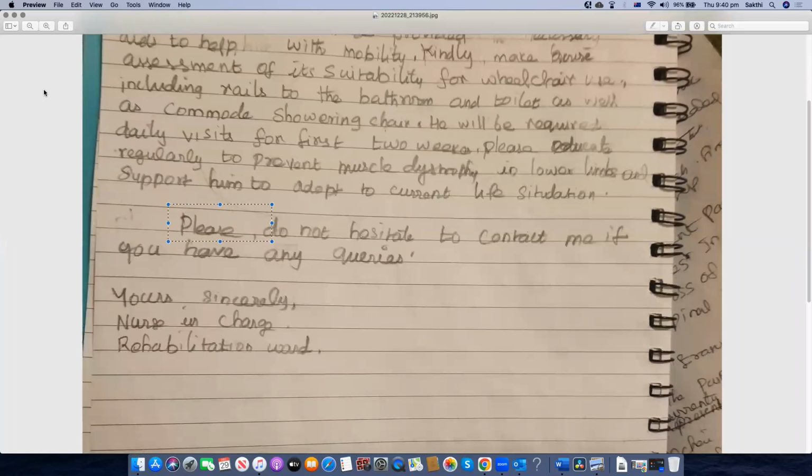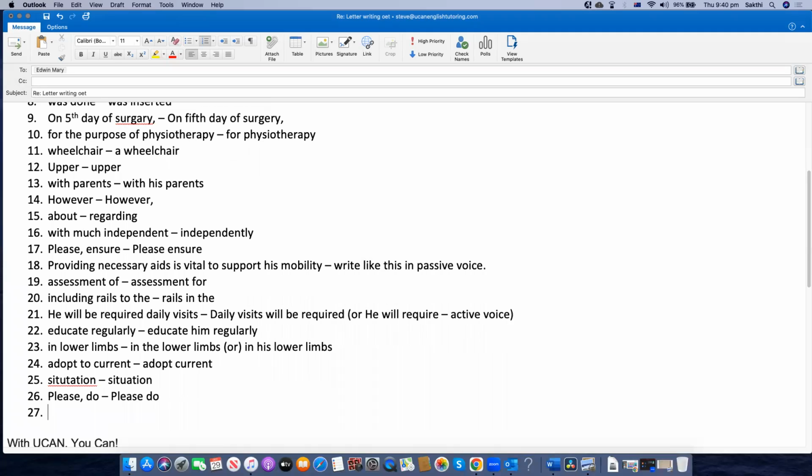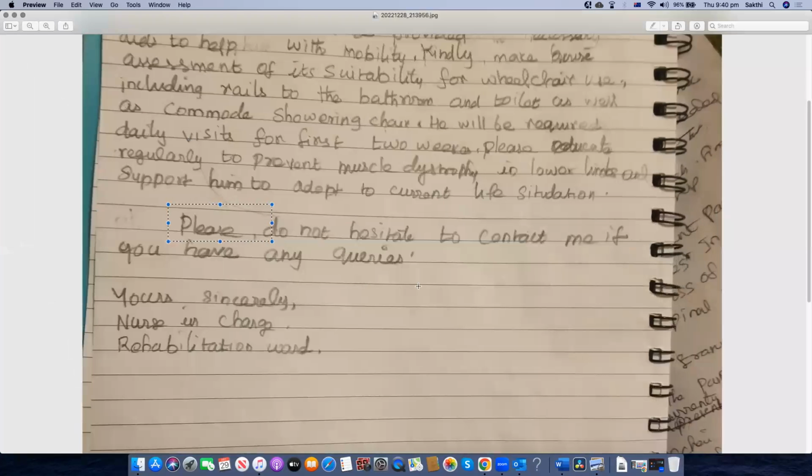Please do not hesitate. Again, after please, don't place a comma. That is absolutely not acceptable. Do not place a comma. So it's better to use please do without any comma in between. Do not hesitate to contact me if you have any queries. Okay, it's better to use questions, but it's all right. It's a recommendation only. Yours sincerely, nurse in charge of rehabilitation ward. That's absolutely fine. Good.